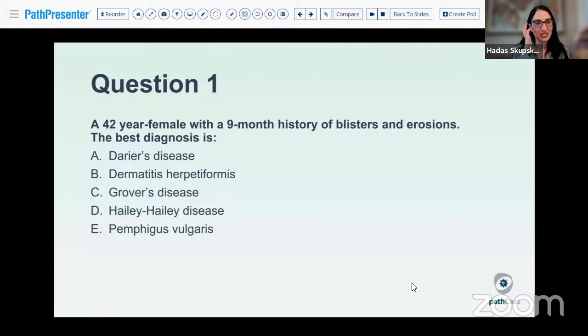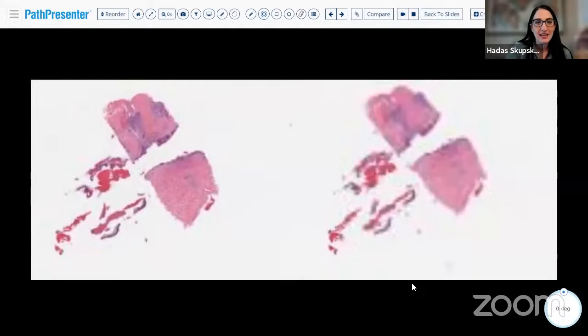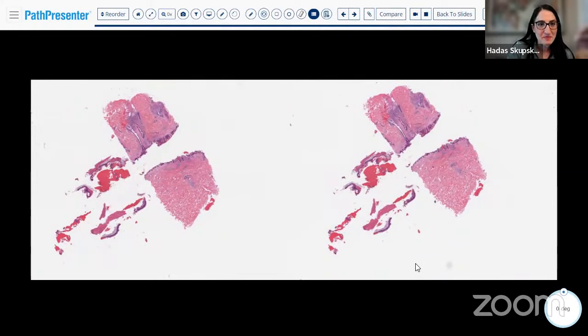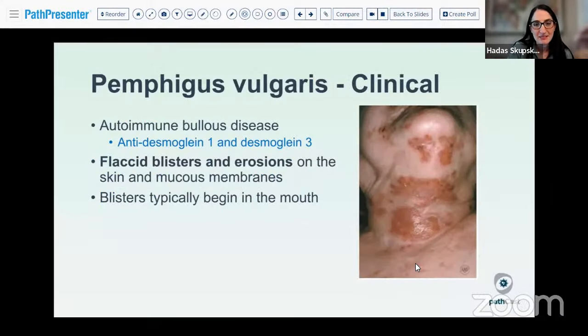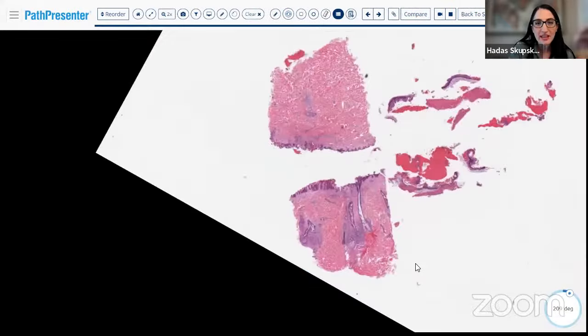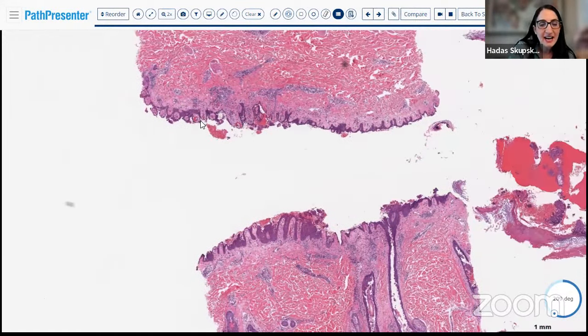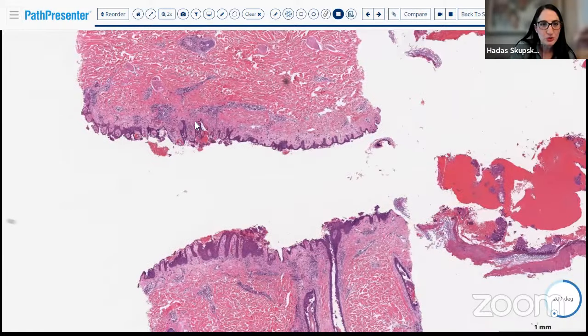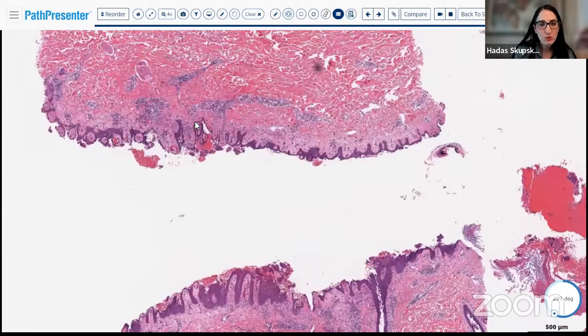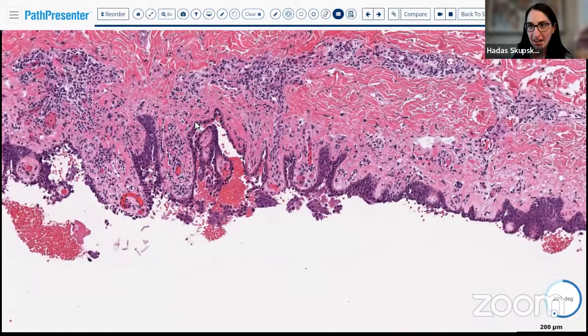Our first question is a 42-year-old female with a 9-month history of blisters and erosions. And here is our virtual slide. As we zoom in on that virtual slide, the thing that we see is that the epidermis looks quite unusual. In fact, it almost resembles villi of the intestine. So it has this kind of villous structure.